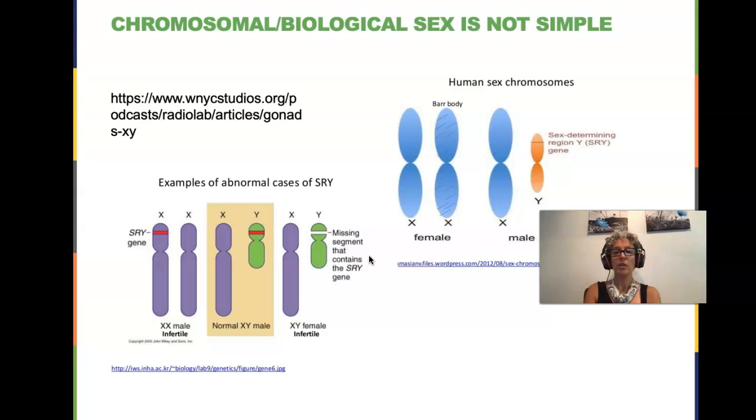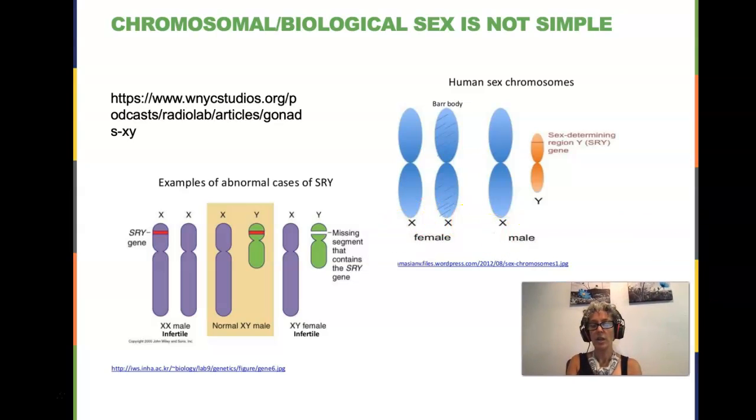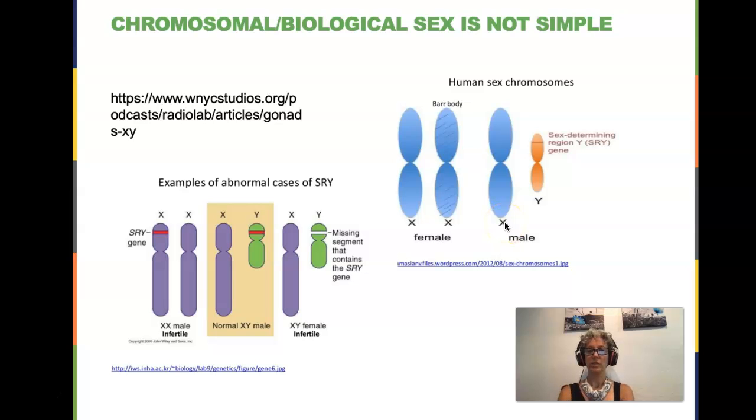I included a few slides here about biological sex, simply because we had an image that showed chromosomes with 2 X's and said that was a human female. And that's generally true. Chromosomal sex or biological sex is not quite as simple as we've thought in the past. I've provided some images here along with a link. This is a link to a Radiolab podcast called Gonads and XY.